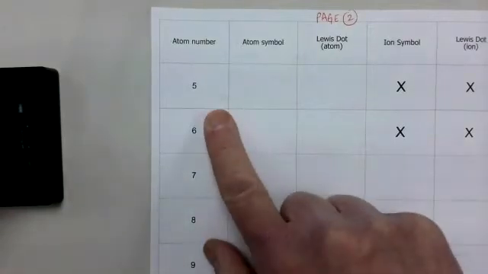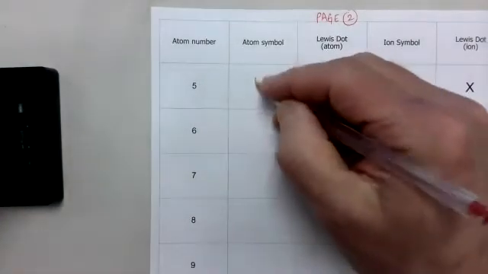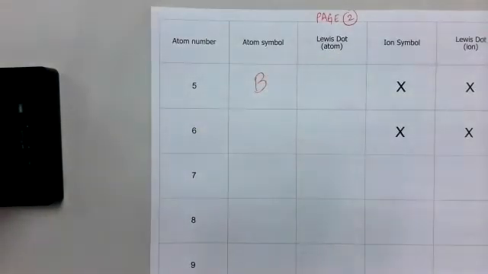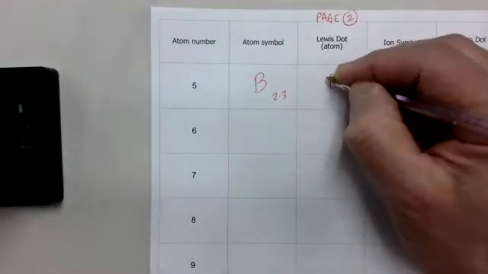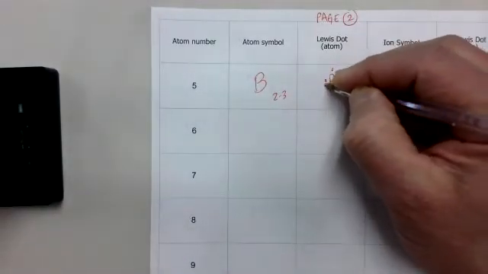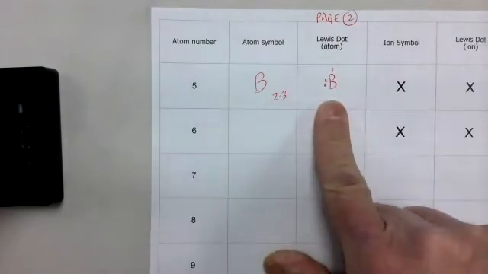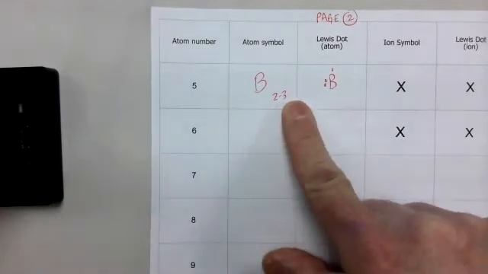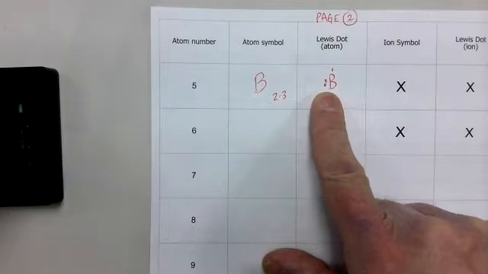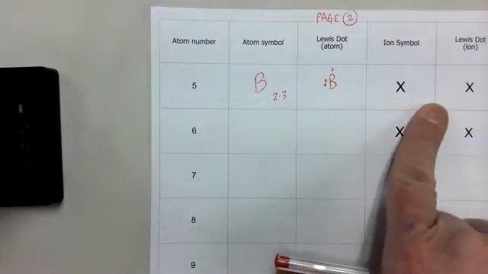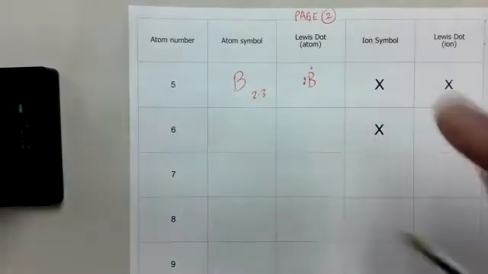The fifth atom on the periodic table is B for boron. And boron has a 2-3 electron configuration. So we're going to show boron like this: 3 valence electrons. 2-3, but we only show the valence electrons. It's a pair and a single, and boron does not make ions in our high school class.